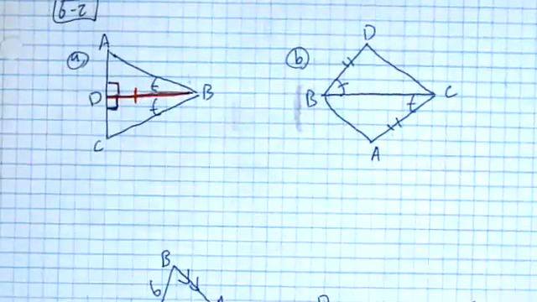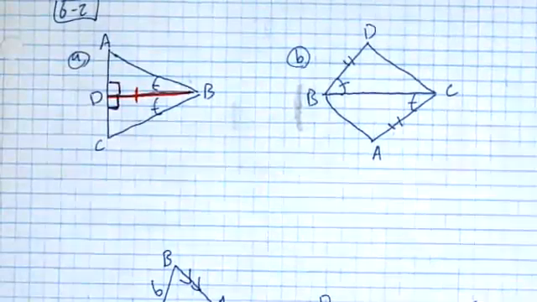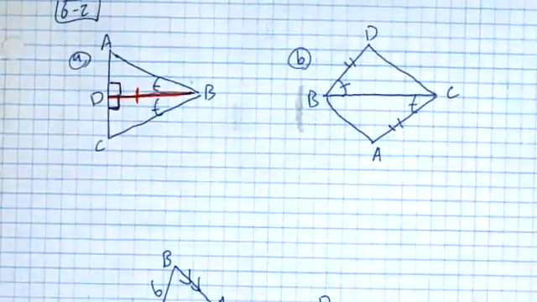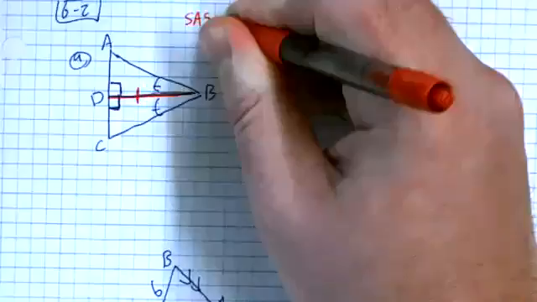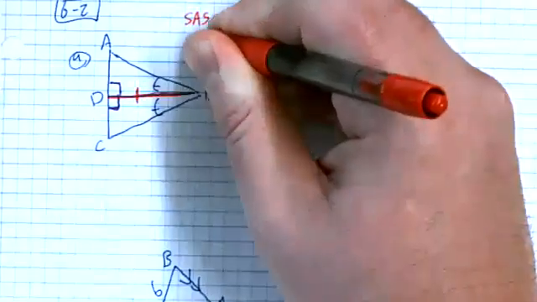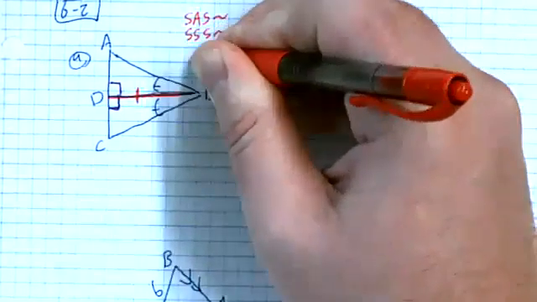So which of our 3 reasons are we going to use to prove these 2 triangles congruent? What do you think? Side, side, side, side angle, side, or angle, angle? Side angle, side. Let's check it. Thank you very much. We're going to prove them similar here by SSS, SAS, or AA.